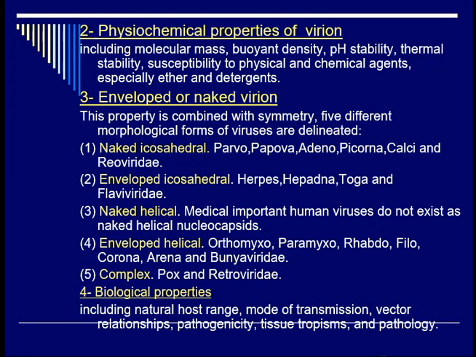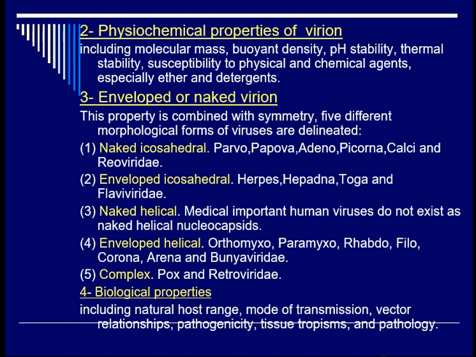The third basis of classification of the virus, we can use the envelope, whether the virus is enveloped or naked virion. This property is combined with the symmetry. If we combine the envelope or not plus the symmetry, we have 5 different morphological forms of viruses. Group 1, the naked icosahedral viruses. Under it we have the parvoviruses, papovaviruses, adenoviruses, picornaviruses, calici, and Reoviridae.